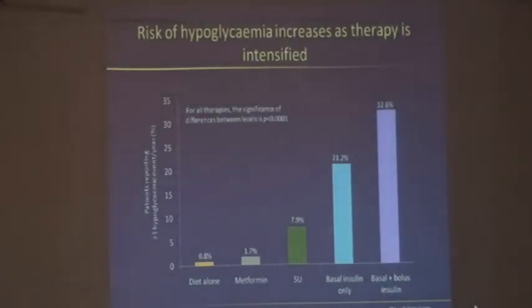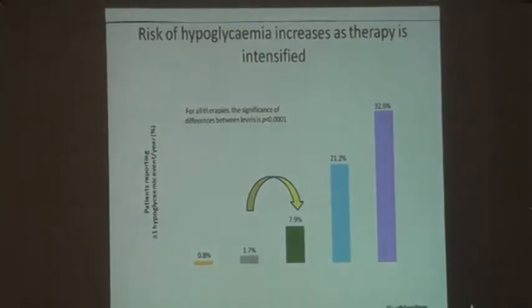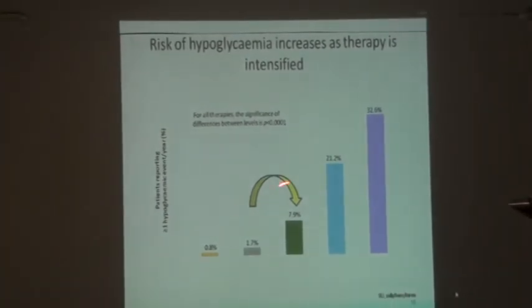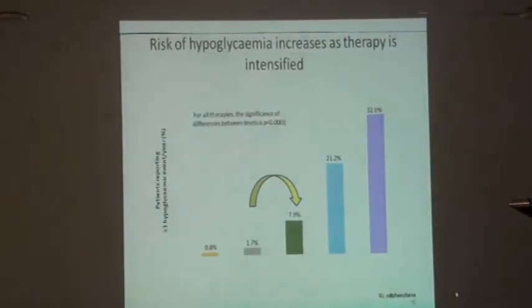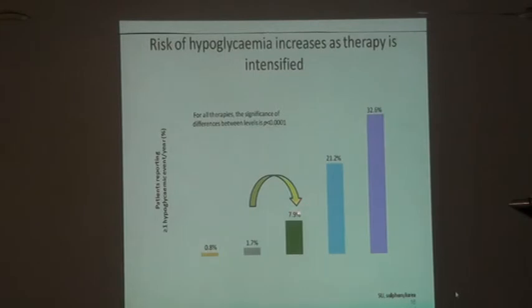The risk of hypoglycemia increases as therapy is intensified. See, that we already saw. This is the same slide in a different form. Diet, metformin, and then once you add sulfonylurea, what you see is 1.7 becomes 7.9 chance of hypoglycemia. So that's the first oral medicine that we give everywhere in the world, but that multiplies the chance of hypoglycemia several times.